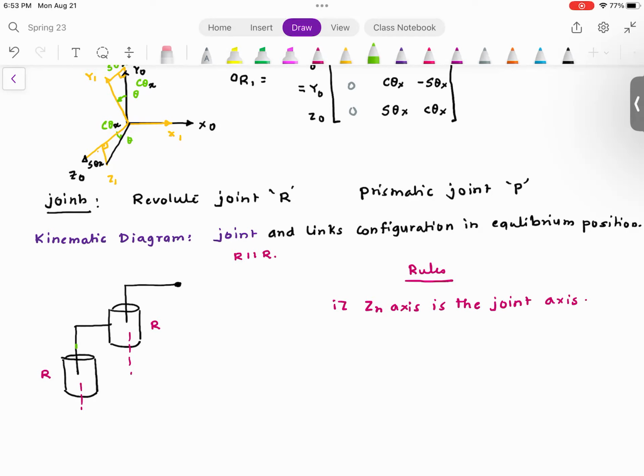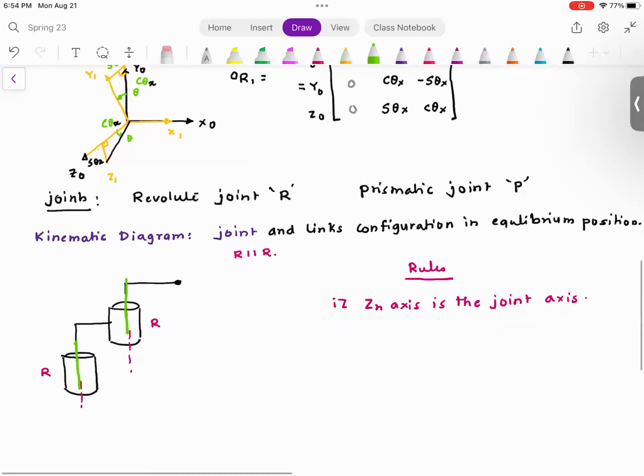Can you see that this is the axis of rotation for the first joint? Do you agree with me? This is the axis of rotation for the second joint. I'm going to start with 0, so I will go 0, 1, 2, 3. I'm going to call this Z0, and this Z1. This is going to be my 0th frame, and this is going to be my first frame.